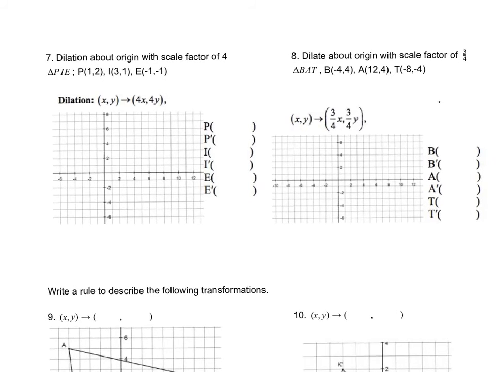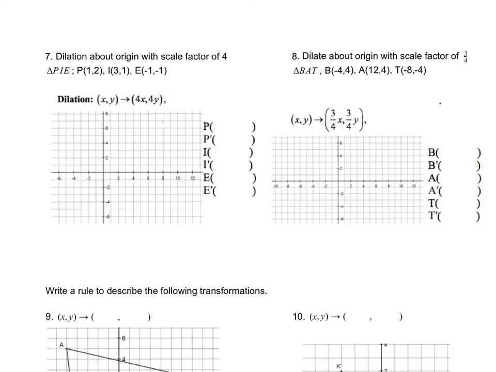Now we're going to talk about dilations. A dilation is when we multiply the coordinates by some scale factor, k, to make our image either bigger or smaller. Our first example, we have a dilation about the origin with a scale factor of 4. We start off with our original triangle PIE at 1, 2, 3, 1, and -1, -1. And then the rule has been written for us. A scale factor of 4 is the rule (x, y) to (4x, 4y).